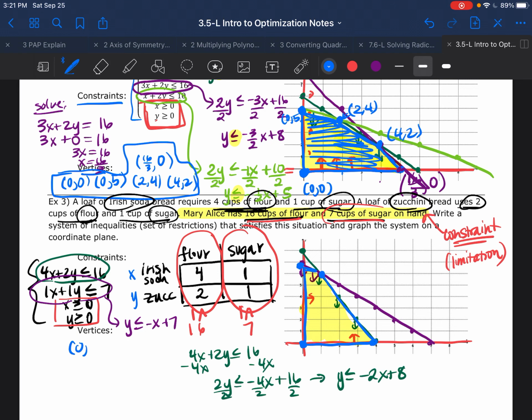0, 0. And 4, 0. And 1, 6. And 0, 7. Be careful not to say 7, 0. I do that all the time. So 0, 7, 1, 6, and 4, 0 for our vertices.